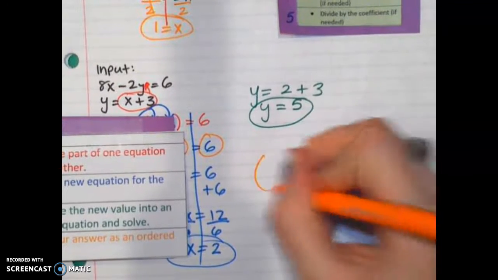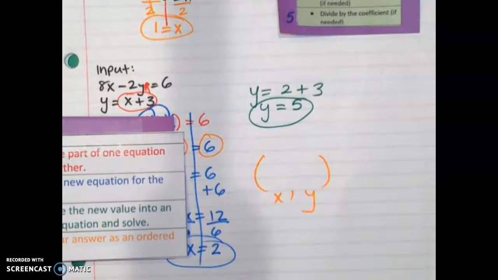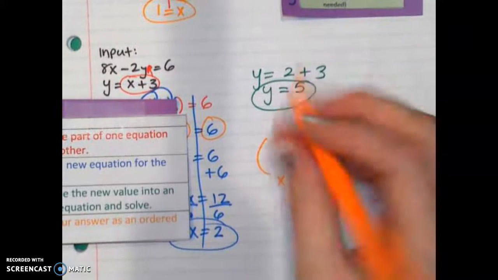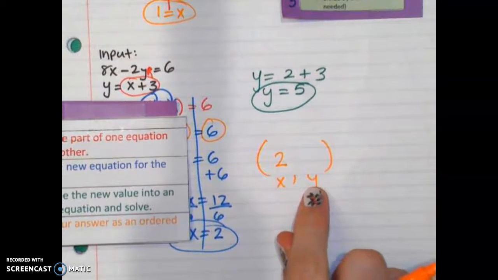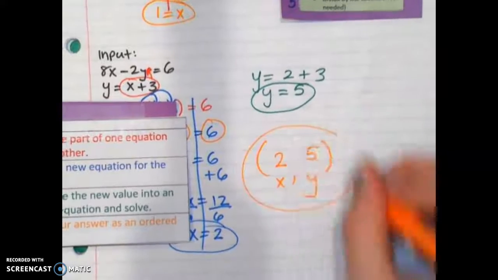Last but not least, you've got to write an ordered pair with both of these. An ordered pair looks like this: x comma y. What is my x value? x equals 2, so I'm going to put 2 here, and my y is 5. So this is my final answer.